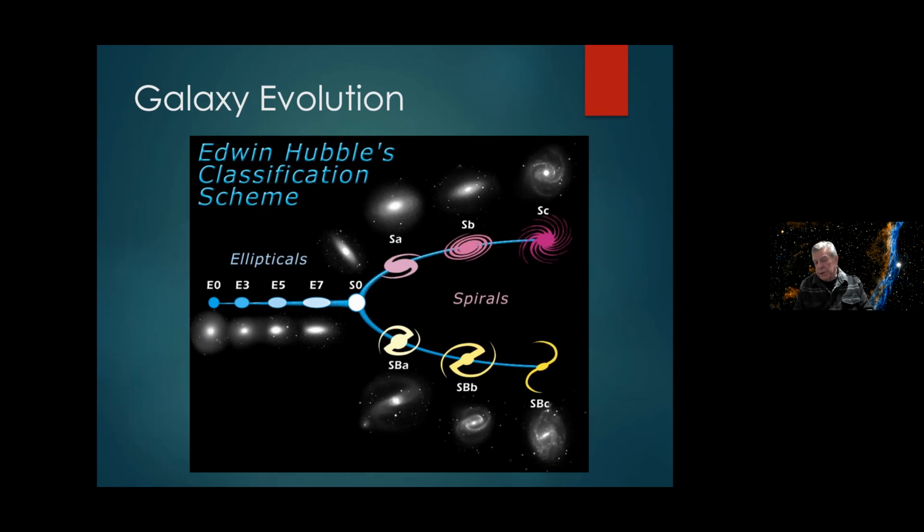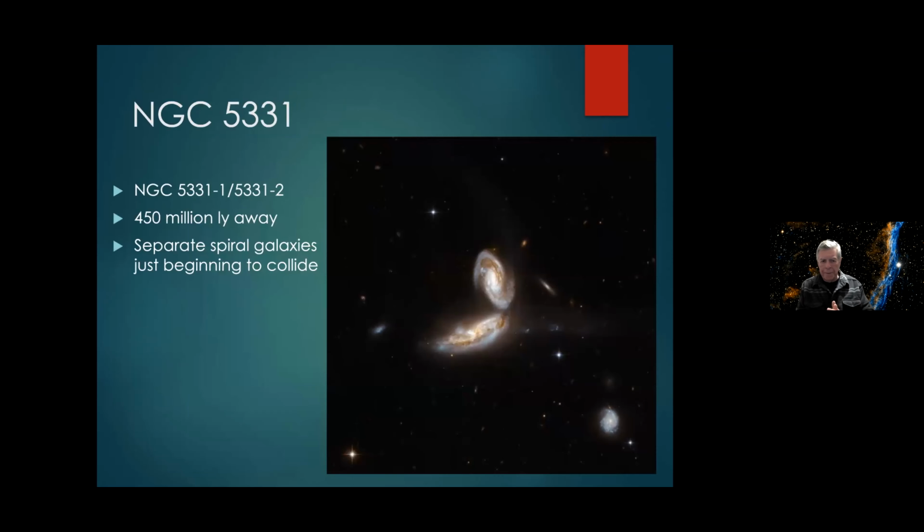And then there's this lenticular beast there at S0, a spiral galaxy evolving into an elliptical. And then we've got various stages of ellipticals from E7 all the way down to E0. Okay, probably most of you are familiar with this diagram. And so again, from observation, we see examples all the time. NGC 5331, 1 and 2.